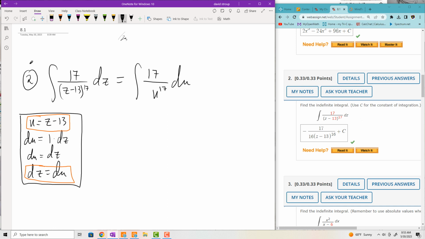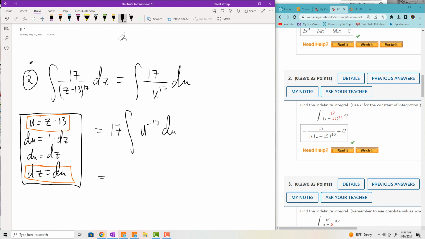And to apply the power rule, I need to bring that denominator into the numerator and change the sign of the exponent. I'm also going to factor out the 17. So I like to pull out any factors that are not dependent on u. So I'm going to pull the 17 out in front. I'm going to rewrite 1 over u to the 17th as u to the negative 17, du.